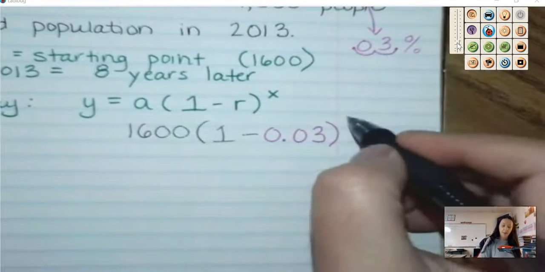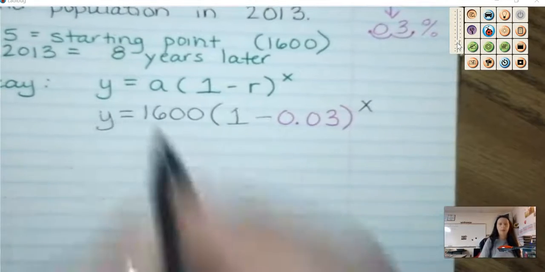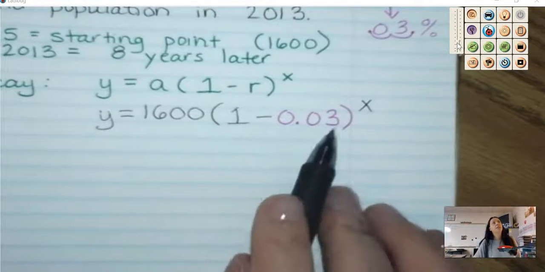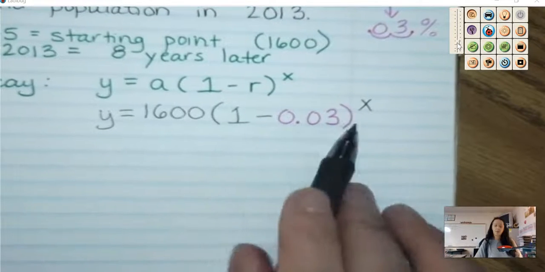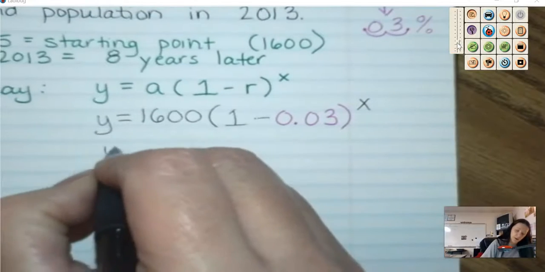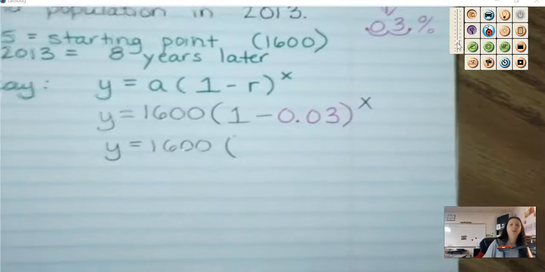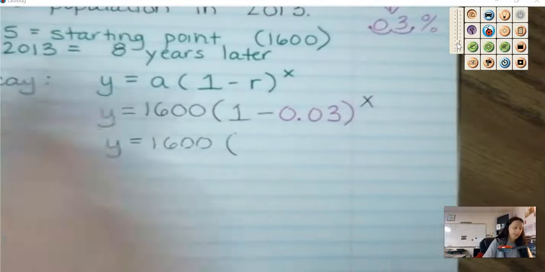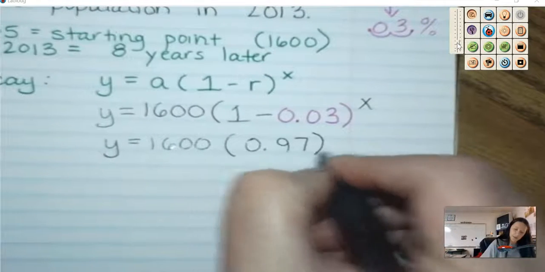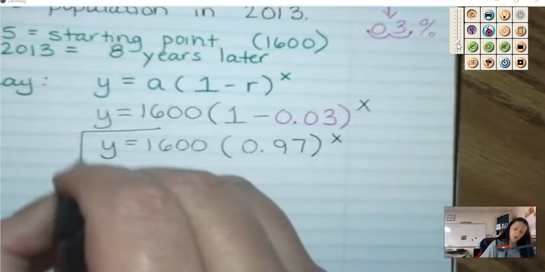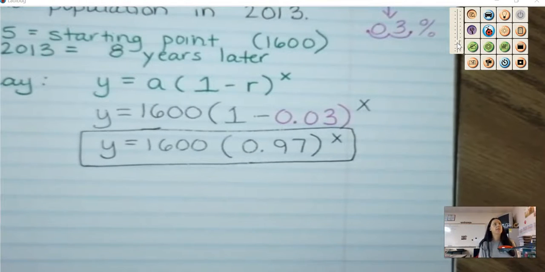And then it's to the x power. I'll put my y in there. Okay, and then just simplify this. Simplify the 1 minus 0.03, and then this will be our final equation: y equals 1600 times (0.97) to the x power, or to the t power, I don't care. So there's your first answer, that's your equation.